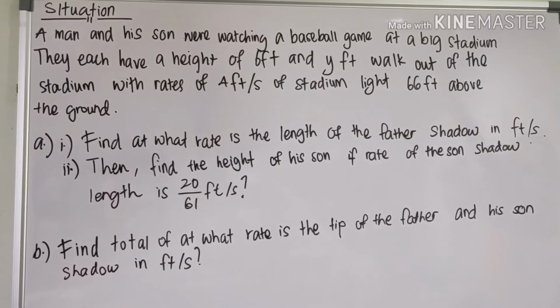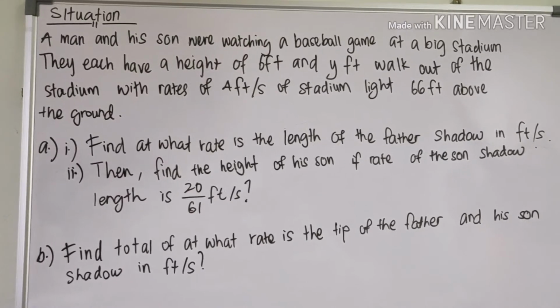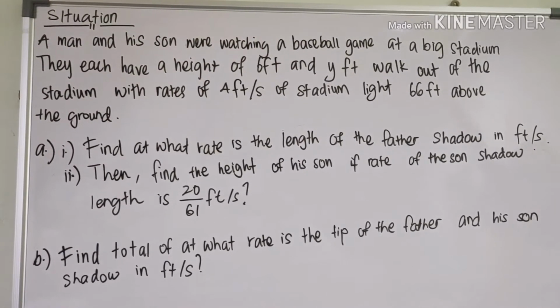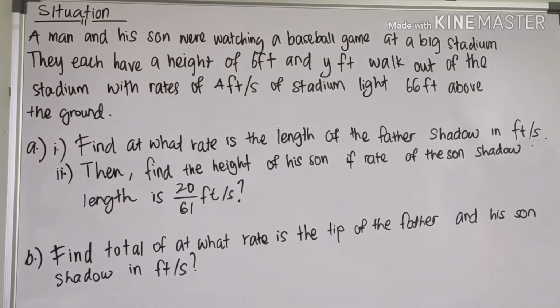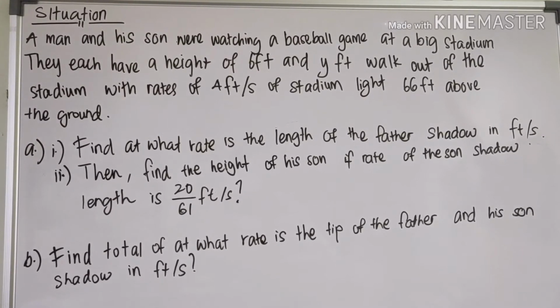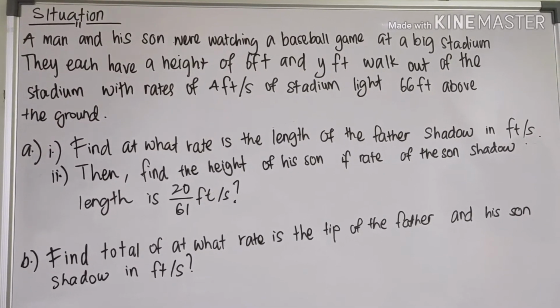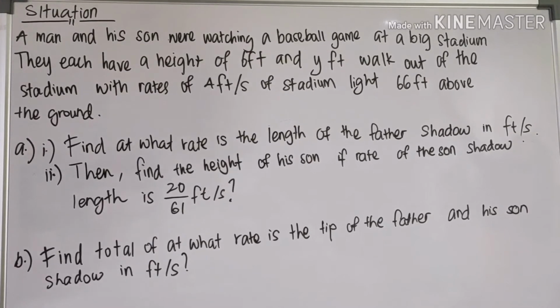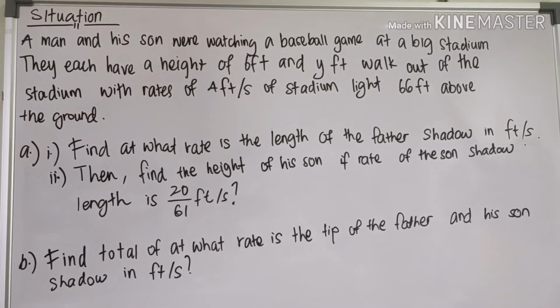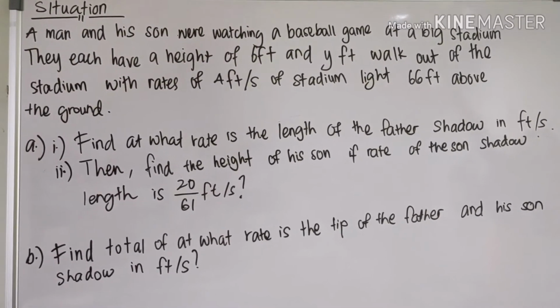Today I'm going to tell you the question. Alright, let's go. The situation is a man and his son were watching a baseball game at a big stadium. They each have a height of 6 feet and 5 feet. A ball goes out of the stadium at a rate of 4 feet per second, and the stadium light is 66 feet above the ground.